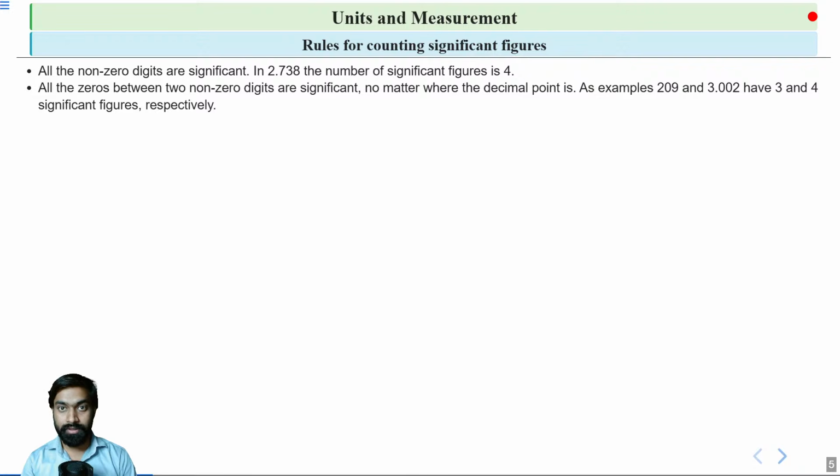Alright. The second rule: all the zeros between two non-zero digits are significant, no matter where the decimal point is. As an example, suppose 209. Here 0 is between 2 and 9, so we consider this 0 significant. Similarly 3.002. Here the zeros are between two non-zero digits. So we can say 3.002 has 4 significant figures and 209 has 3 significant figures.